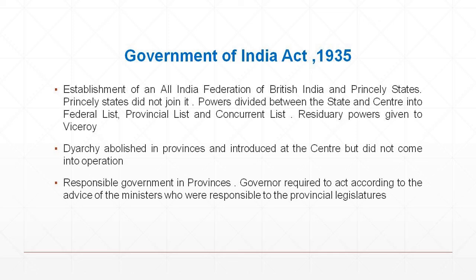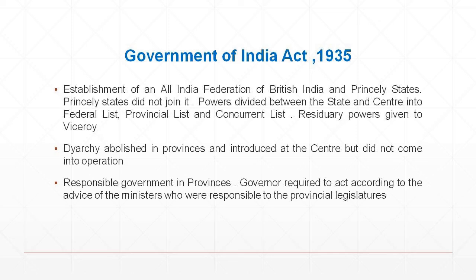Point number two, it abolished diarchy in the provinces and introduced provincial autonomy in its place. The provinces were allowed to act as autonomous units of administration in their defined spheres. Moreover, the Act introduced responsible governments in the provinces. That is, the governor was required to act with the advice of ministers responsible to the provincial legislature. This came into effect in 1937 and was discontinued in 1939.